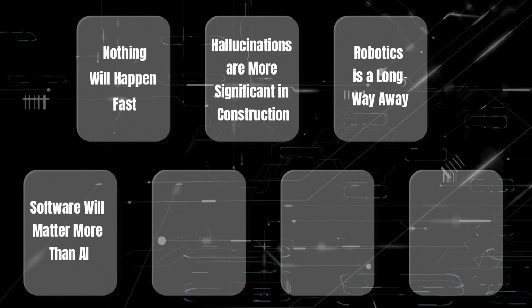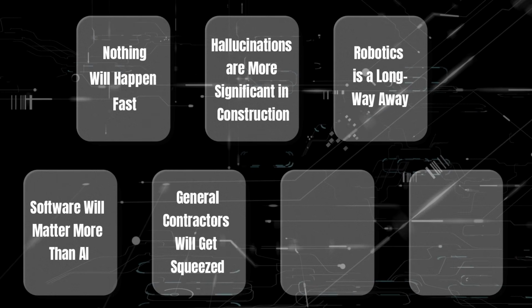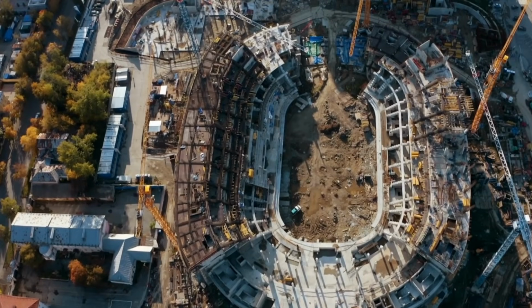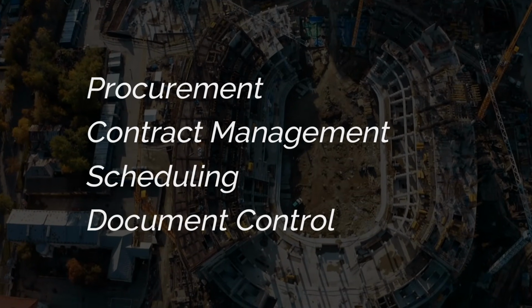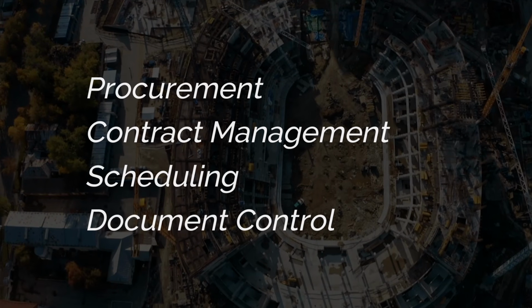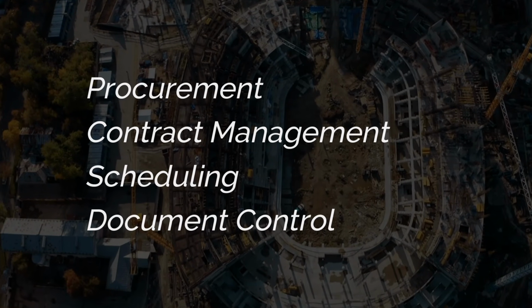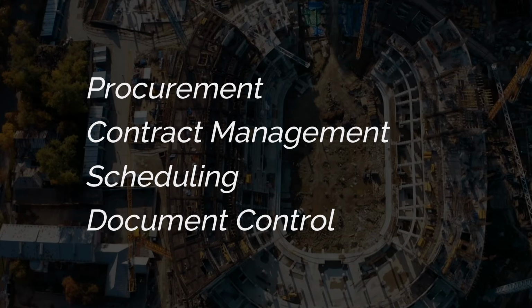Prediction number 5 is that general contractors are going to get squeezed. These construction software tools are going to get better. They're going to have better AI tools and integrations. I think it's important to understand where specifically they're going to get better. They're going to get better at things like procurement, contract management, scheduling, document control, all those more or less white collar skills that project engineers and project managers used to do at general contractors. I think what you're going to see is these software tools get a lot better.